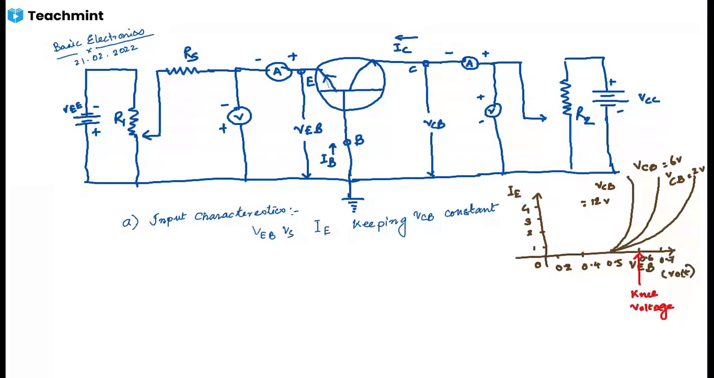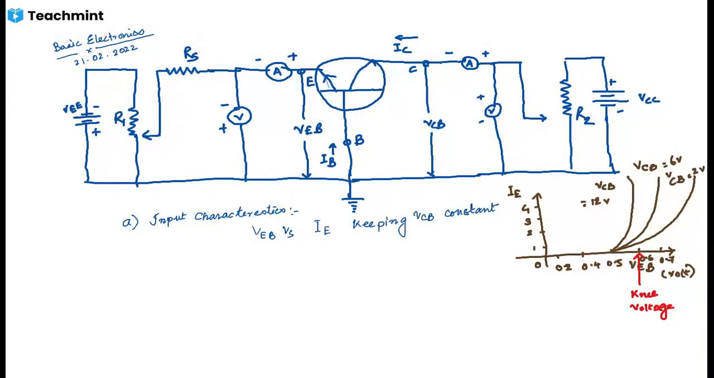Input characteristics has been shown in this graph. So if we observe, you will see some points there. Below the cut-in voltage or the knee voltage, the emitter current is negligibly small. So you can see the emitter current is negligibly small below the 0.6, that is the knee voltage or the cut-in voltage. So that is the definition of knee voltage or cut-in voltage. The value of cut-in voltage or knee voltage is approximately 0.7 for silicon and 0.3 for germanium.